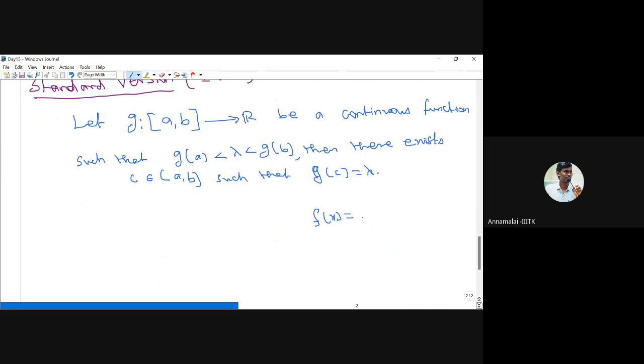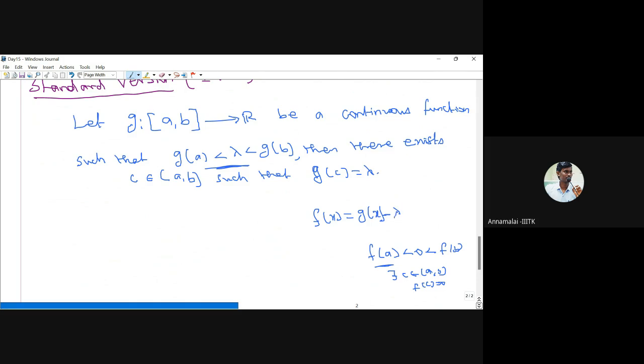Can anyone? So using this condition, you have to construct a new function that satisfies the condition f(a) < 0 < f(b). Then by the previous theorem, there is a c in the open interval (a, b) such that f(c) = 0. Now what function can you choose? g(x) minus lambda.